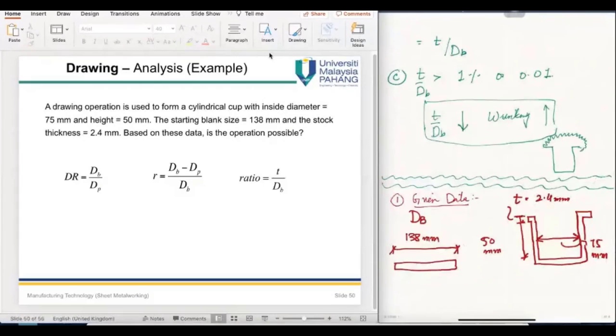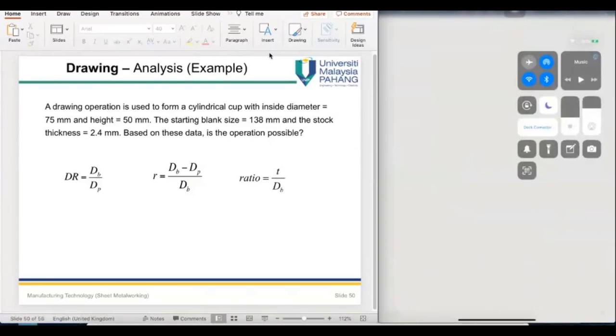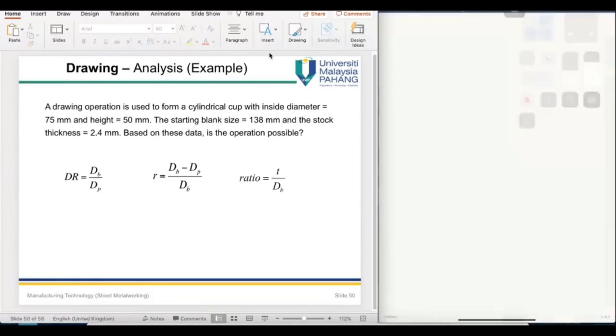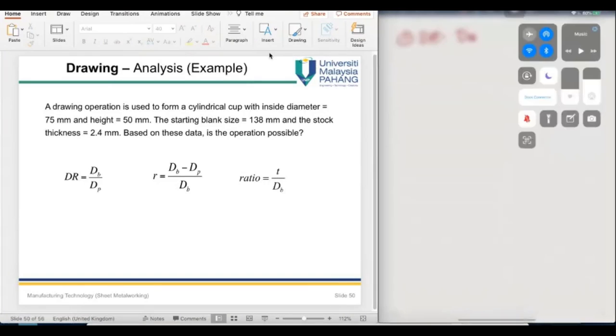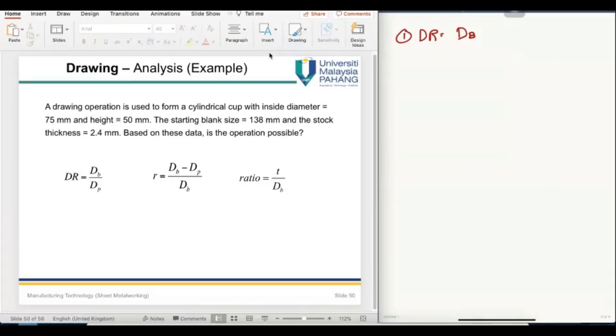So we need to write the formulas. Number two is applied formulas. Number one, DR is equal to dB over dP.